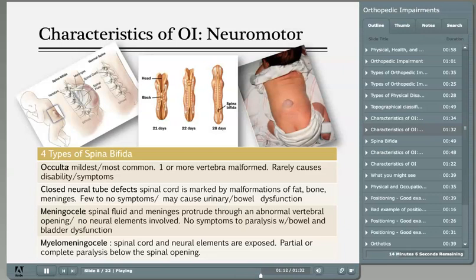In its most severe form, myelomeningocele, the baby is born with a sac on his or her back containing part of the spinal cord. This type of spina bifida is called myelomeningocele. Children with spina bifida are also at risk for hydrocephalus, or a buildup of spinal fluid in the brain.